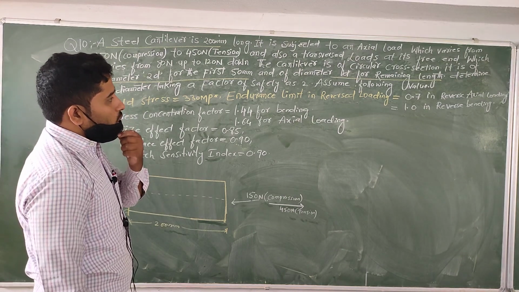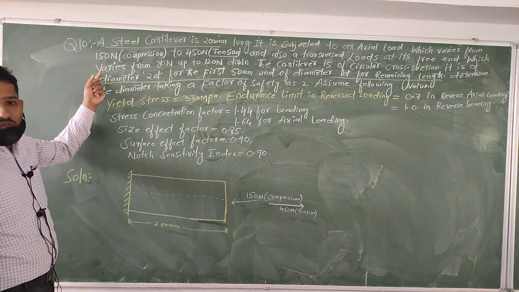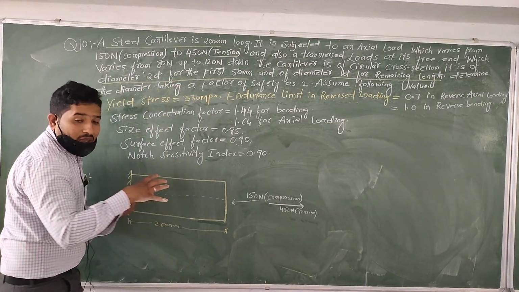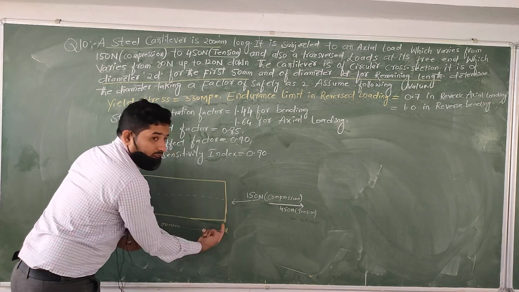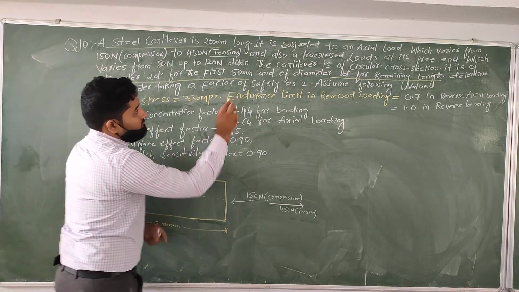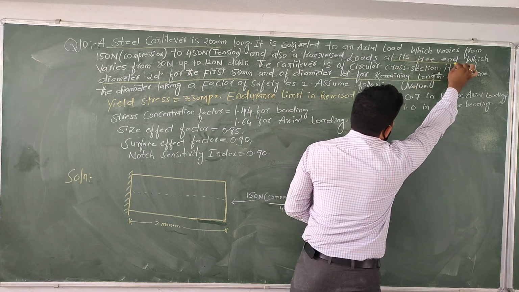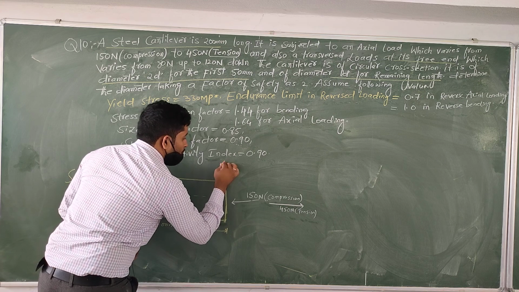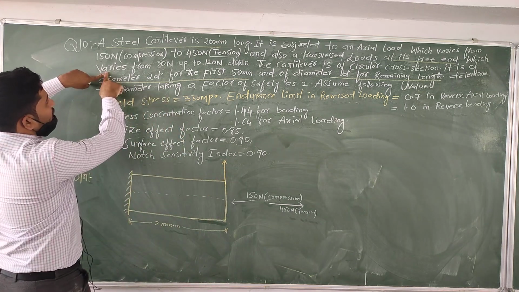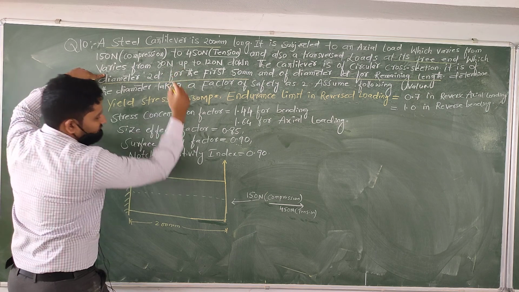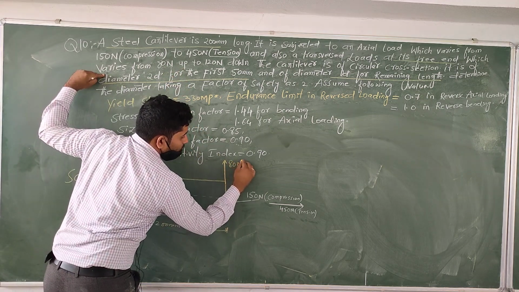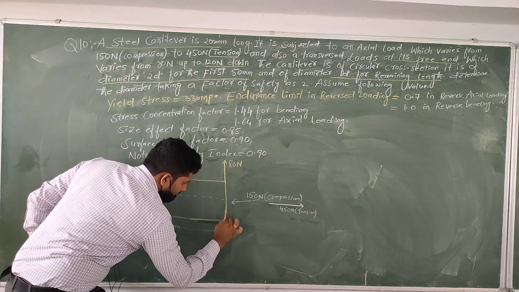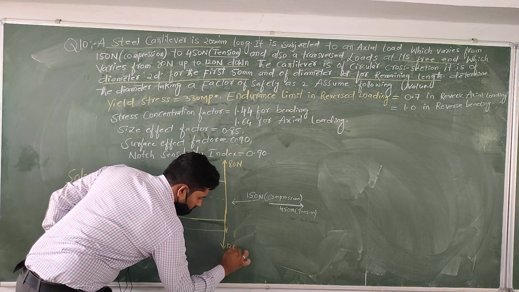And also a transverse load at its free end which varies from 80 Newton upward to 120 Newton downward. Already they mentioned it is acting at the free end. The upward load is 80 Newton in upward direction, and 120 Newton load is acting in a downward direction.